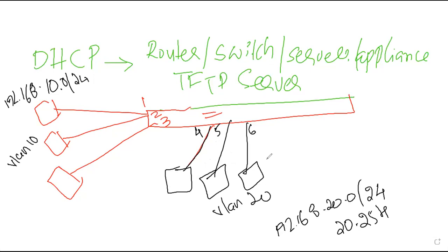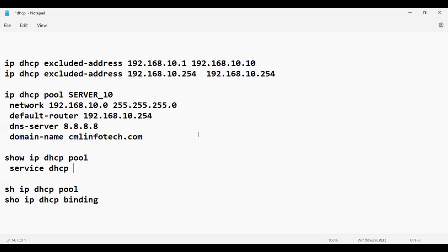In order to define DHCP, you should have a device that can understand DHCP services. The switch can support it, so you can configure DHCP in the switch. When you would like to configure DHCP on the switch, you should have the minimum information. If you look into this design, you should have the pool name.